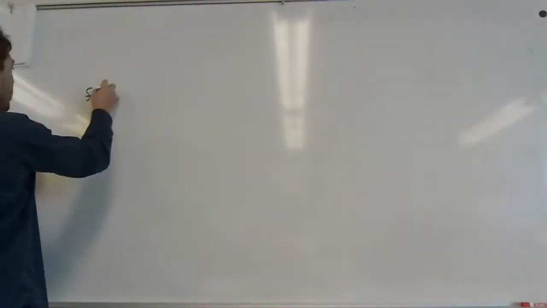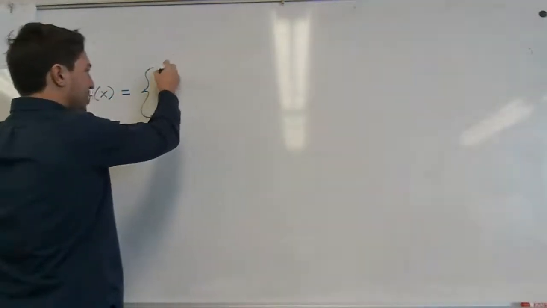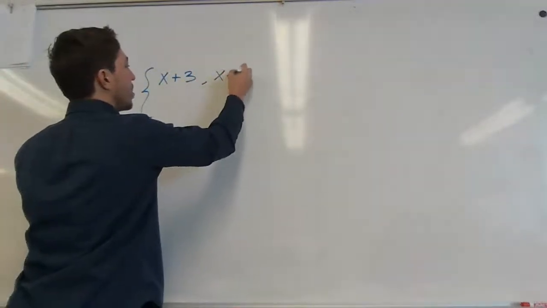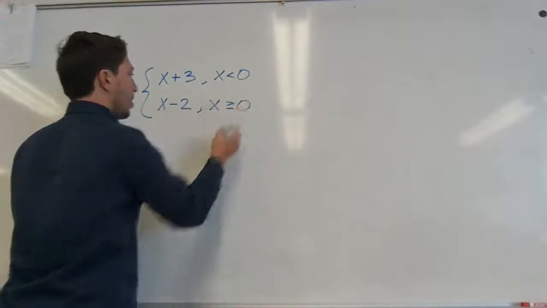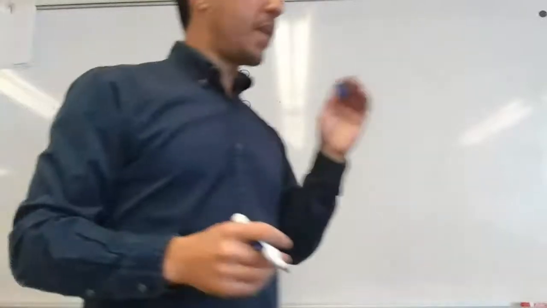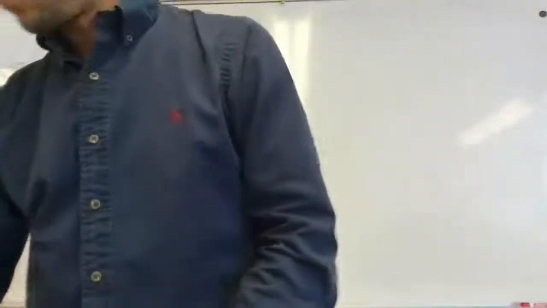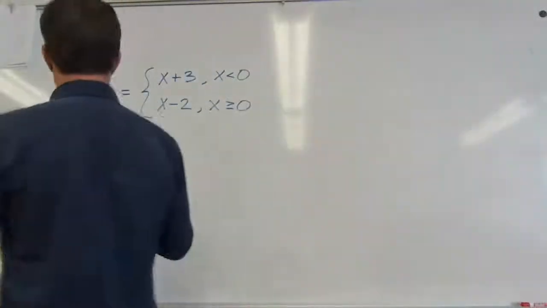So the first one on your problem set is like this. X plus 3 if X is less than 0, and X minus 2 if X is greater than or equal to 0. Let's do this by first looking at the f of blah problems. I misplaced my own paper here. That's okay. What's the first one that we're being asked?